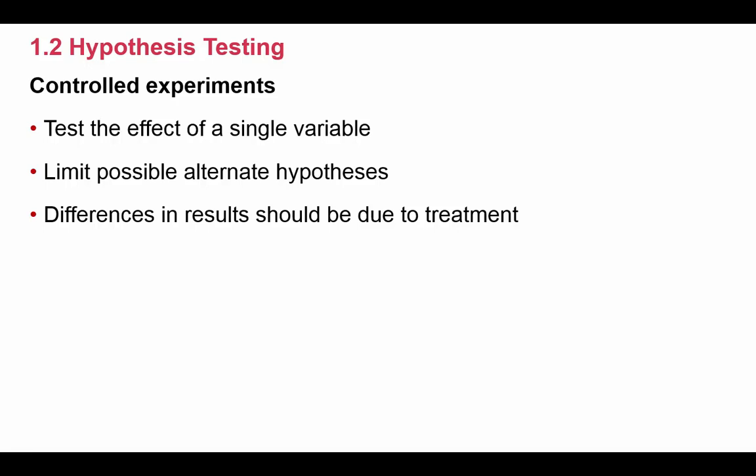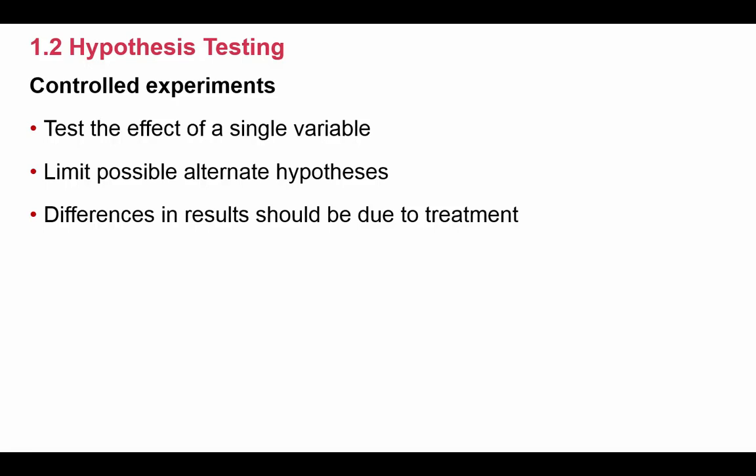Objective 2 of Section 1.2: define control in terms of the experimental method and describe the features of a controlled experiment. Well, a controlled experiment is going to test the effect of one variable at a time. That way, if there's any change, it's caused by that variable. It's going to limit possible alternate hypotheses.